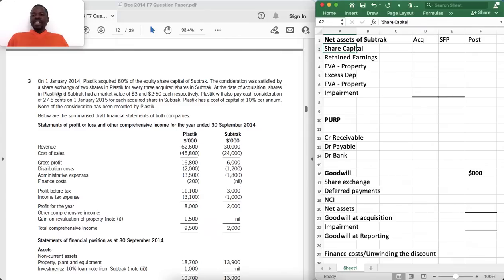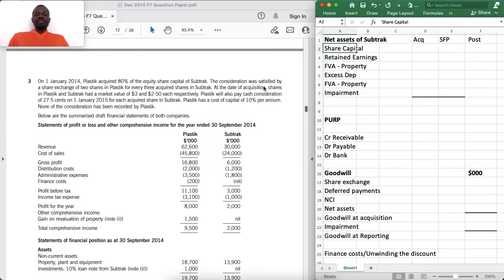Now, on 1 January 2014, Plastik acquired 80% of equity share capital of Subtract. So if it acquired 80%, the NCI has got 20. And also we need to apportion here. This is a mid-year acquisition. So it was acquired 1 January. We say January, February, March, April, May, June, July, August, September. 9 months. So the post-acquisition is 9 months in this instance.